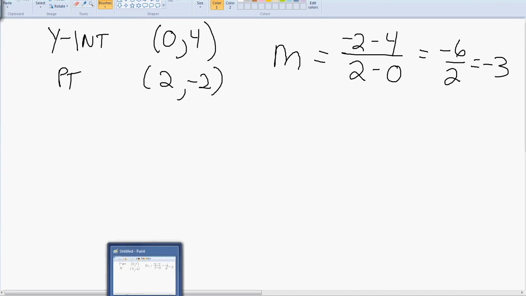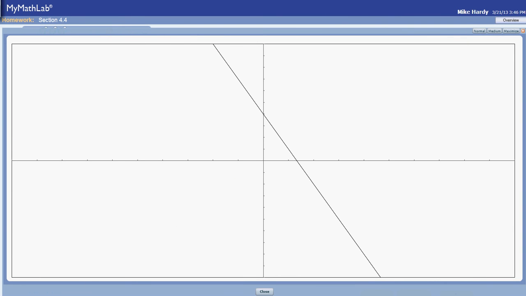Now, that should be a steep negative line. That's not quite looking too steep, but part of what's going on is our hash marks on the y-axis are much closer together than our hash marks on the x-axis, so that's stretching the line out. The real slope of that line really does look like a negative 3.